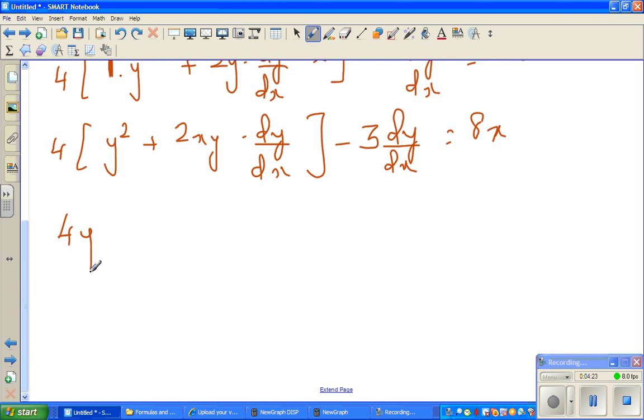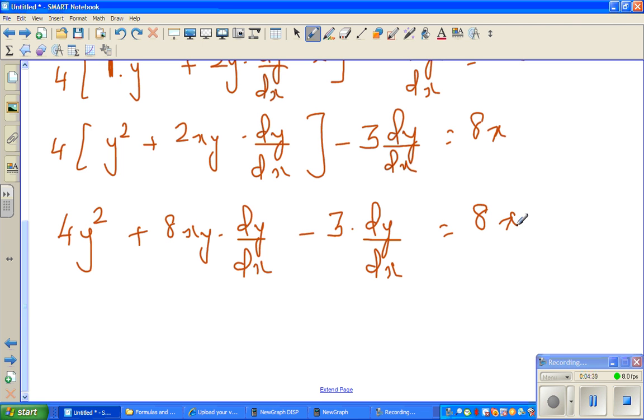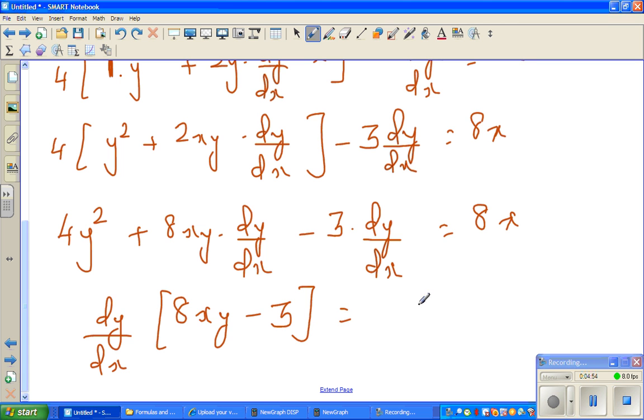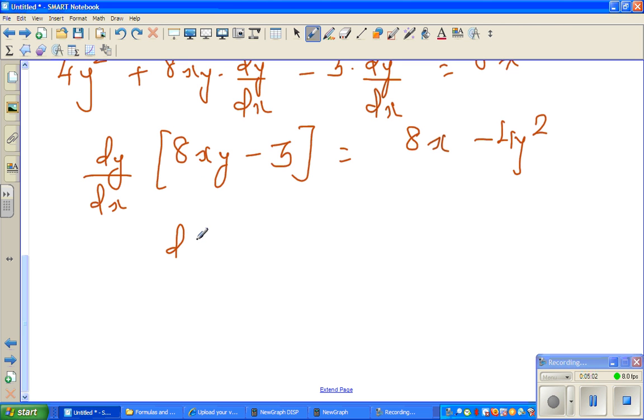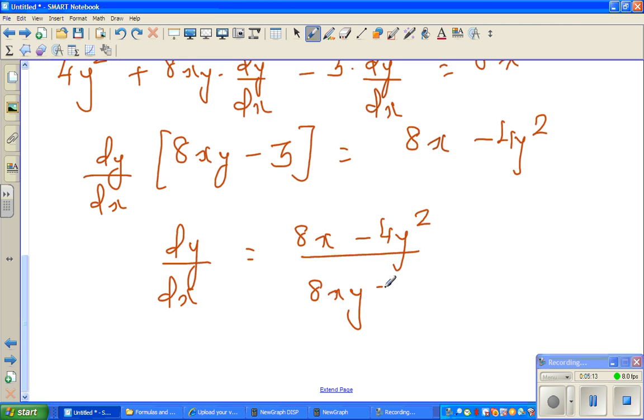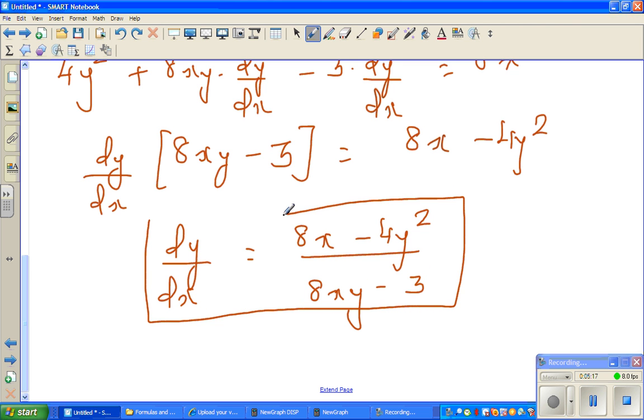So this becomes 4y squared plus 8xy times dy by dx, minus 3 times dy by dx, is equal to 8x. I'm going to move the 4y squared to the other side, so I can factor out dy by dx on this side. So dy by dx times 8xy minus 3 is equal to 8x minus 4y squared. Now dividing both sides by 8xy minus 3, dy by dx is ultimately 8x minus 4y squared over 8xy minus 3. So this is your differentiation of this function.